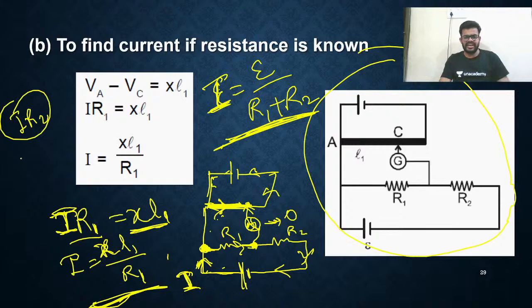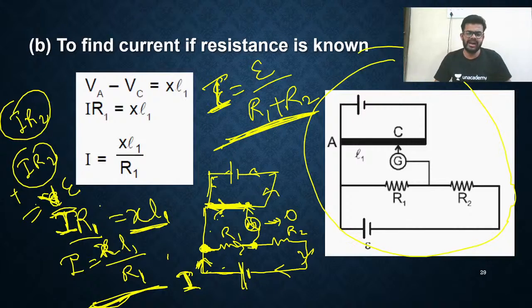Potential difference across the second resistance should be IR2, and the sum of both should be equal to E, right? We'll get the value of R2 directly.